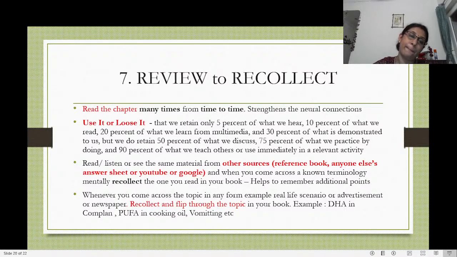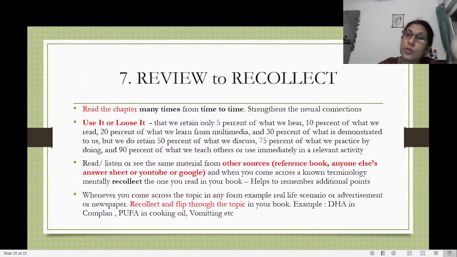And the best way, as I earlier also told you, is when you teach, you remember 90% of the content, right? Okay. The next way is through other sources. The same material, if you read it or see it or look at it from other sources, you keep refreshing it in different ways, different language, different ways of expressing the same content.